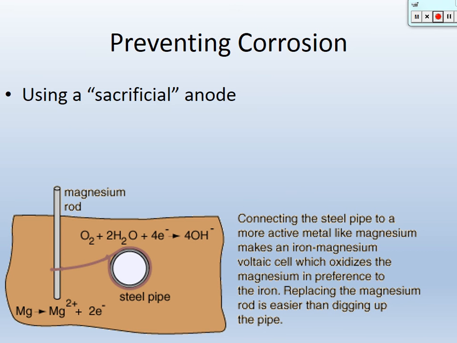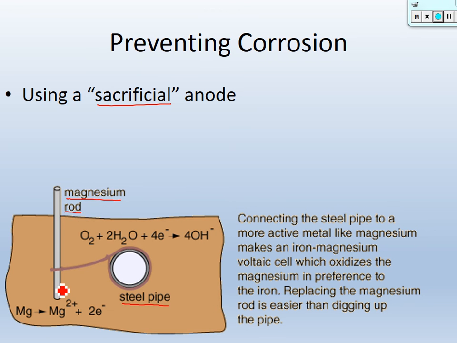Okay, another way of preventing corrosion is using a sacrificial anode. Sacrificial means you're giving up one thing to protect another one, right? And so here's an example. If you had a steel pipe in the ground, it's gonna be oxidized over time. Well, it's gonna experience some corrosion. One way to protect that steel pipe is by using a sacrificial anode, this magnesium rod.